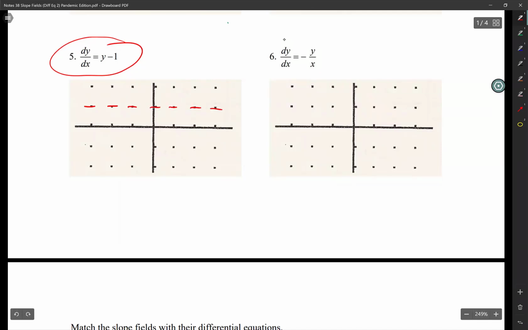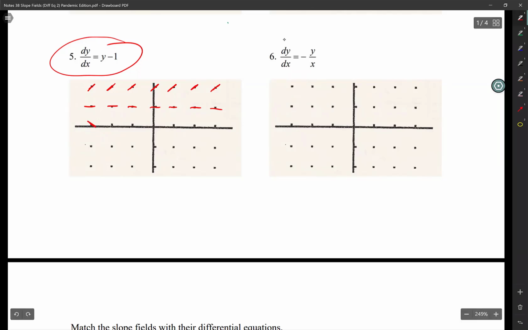All slopes above that line are going to be positive. All slopes below that line are going to be negative. That's simple, guys. So at the y equals 2, 2 minus 1 is 1. Make a slope of 1. 1, 1, 1, 1. Boom, there it is, done. On the x-axis, the y value is 0. 0 minus 1 is negative 1. Make a slope of negative 1.